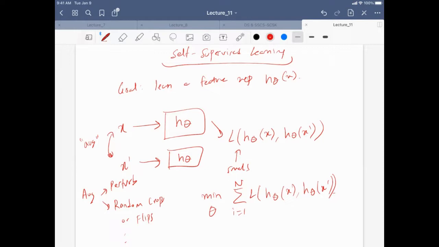So by no means can I cover this in 5 minutes. But this is just one way of doing self-supervised learning. The basic idea is the same: you are trying to take two images which should be very similar to each other, or two words which should be very similar to each other, and enforce through your loss function that they should be similar. And you learn your model.